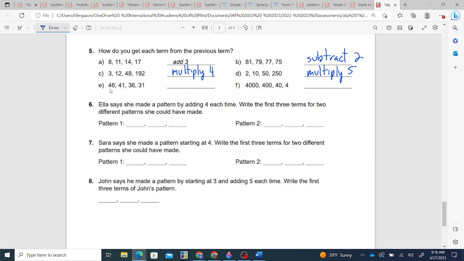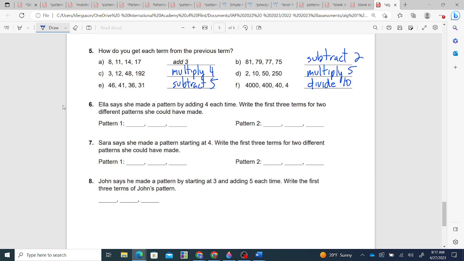All right, so now I got 46, 41, 36, 31. What am I doing here? Subtracting 5. And then last but not least, 40, 4, and 4. What am I doing there? So I'm dividing by 10.